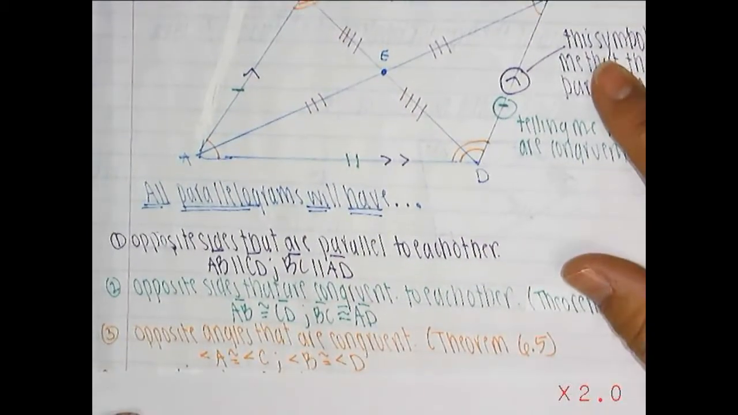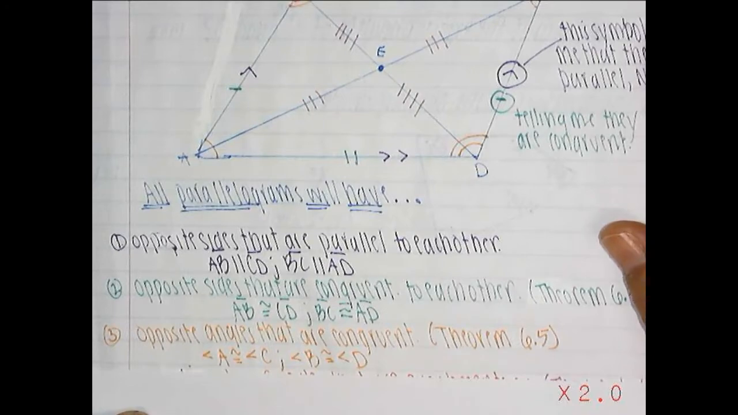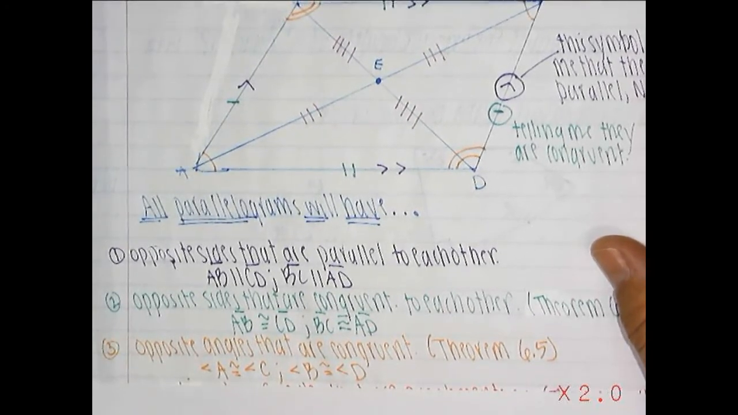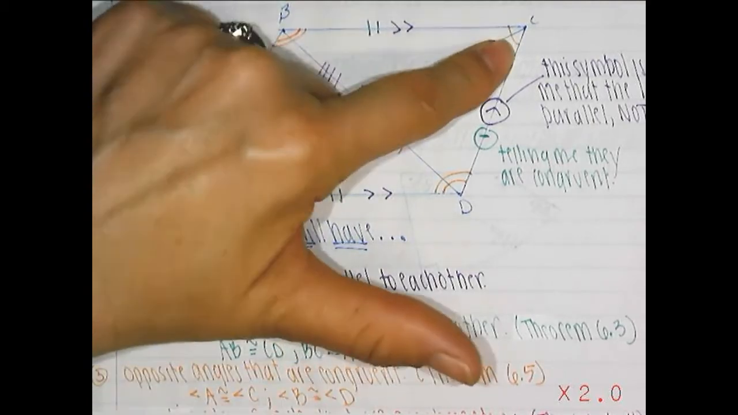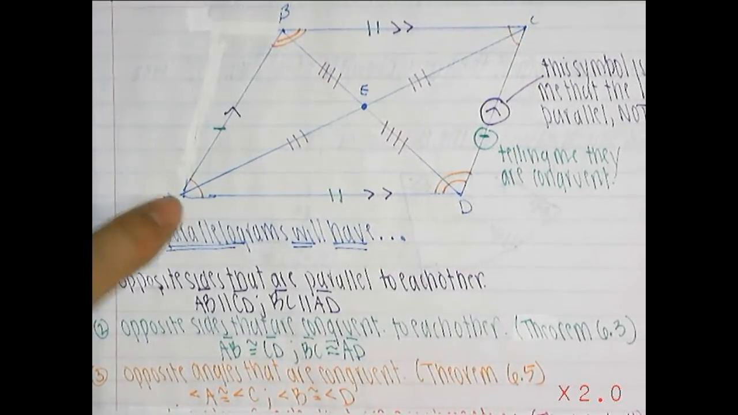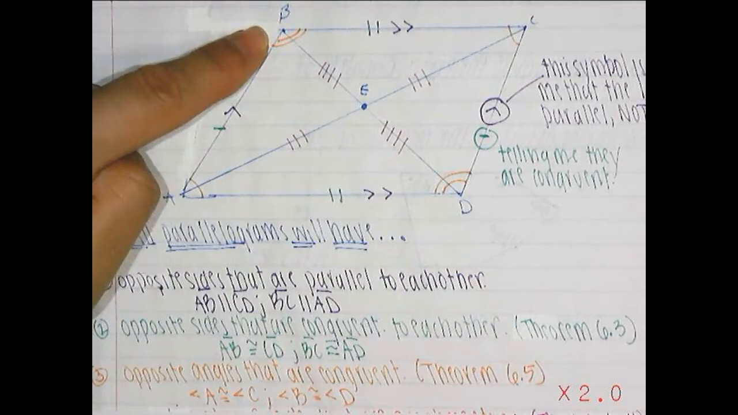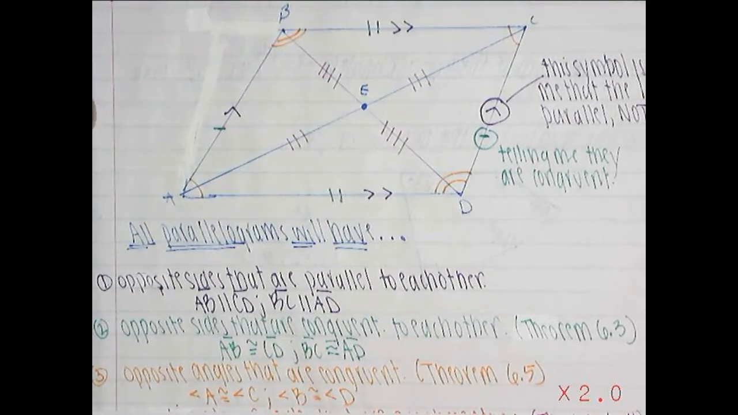Then we move on to orange here. Opposite angles that are congruent. All right, so opposite, meaning that they're across from each other. So angle A is congruent to angle C. All right, and angle D is congruent to angle B. Opposite angles are congruent to each other.